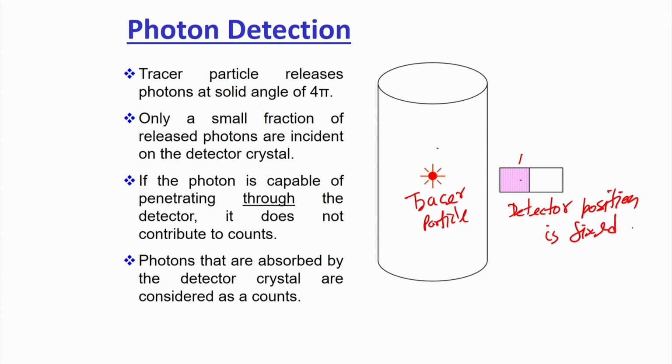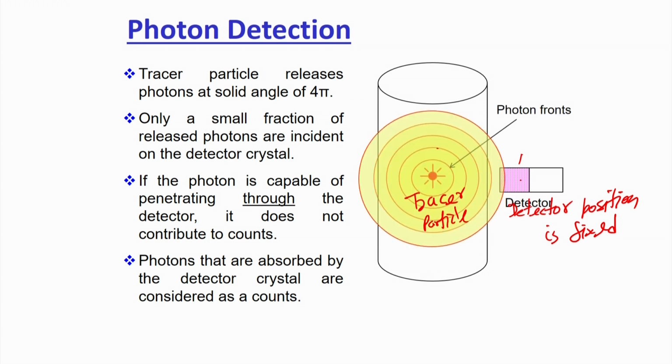Okay. So, we can develop a scientific way to calculate how much counts will be recorded on the detector. We know that the tracer particle is going to emit the gamma rays on the whole 4 pi solid angle. Okay. So, what will happen? It will look like an onion. This is 2D, so do not get confused, it will be an onion kind of shape which is moving out. Okay. So, in 2D, I can show it like a circle.